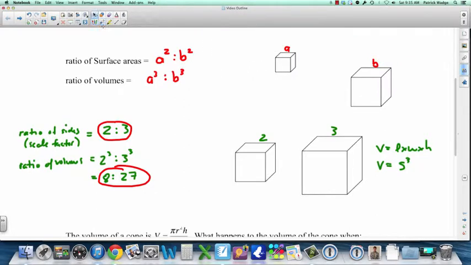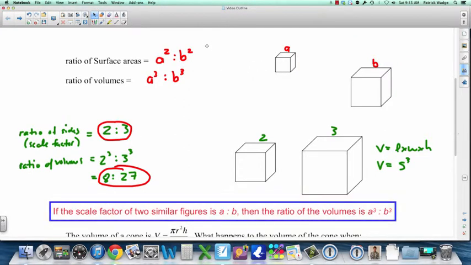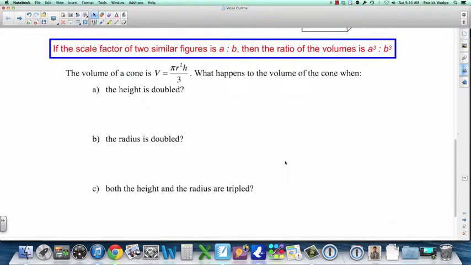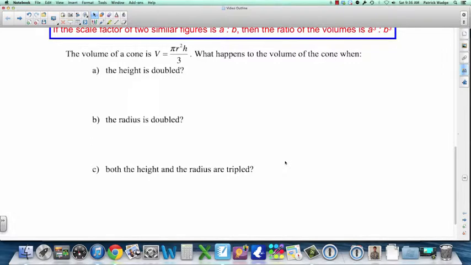Okay, if you want it in words like we did last time, it's probably overkill, but there you go. If the scale factor of two similar figures is A to B, then the ratio of the volumes is A cubed to B cubed. Okay. The volume of a cone is V equals pi r squared h divided by 3. What happens to the volume of the cone when the height is doubled?